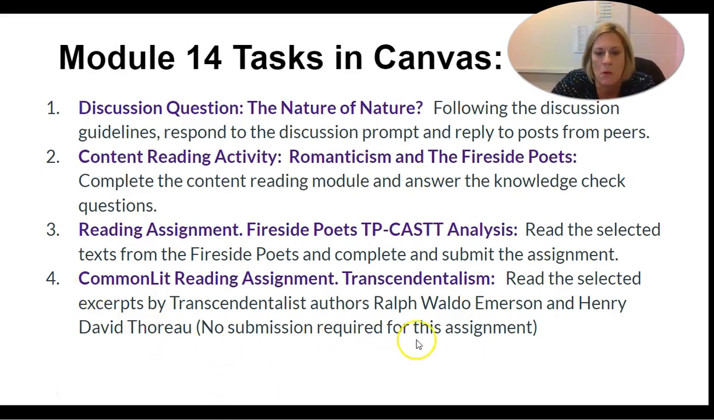There is no submission requirement for the 4th bullet point, the common reading assignment about transcendentalism, although it is one of the basic tenets of American literature. So I would encourage you to be very cognizant of that period, of those pieces and authors, and try to answer those questions even though they are not required.